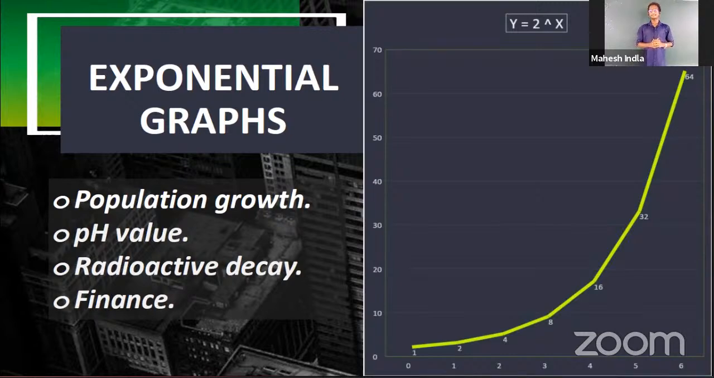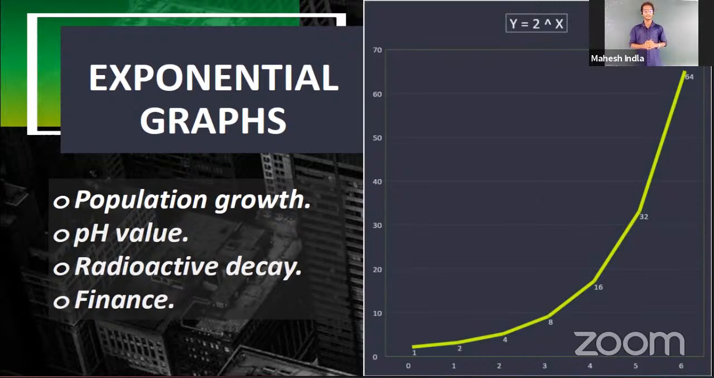Normally these exponential graphs can also be plotted on a two-dimensional plane, which has the x-axis and y-axis. In this example on the screen, you are seeing an exponential graph, and you will observe the exponential function on the top of that graph, that is y equals 2 to the power x. Now, how can we represent this function in graphical form?